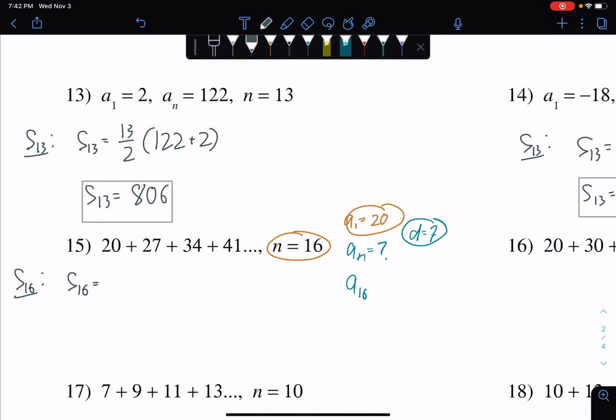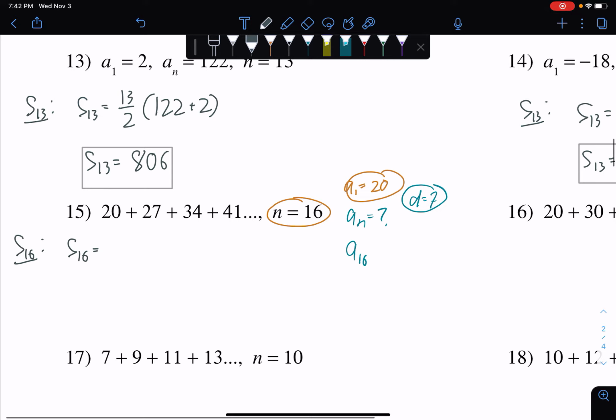Now, for S sub 16, we get 16 over 2 times the quantity 2 times our A sub 1, which is 20, plus our 7 times the quantity n minus 1, which is 16 minus 1. S sub 16 then is equivalent to 1160.